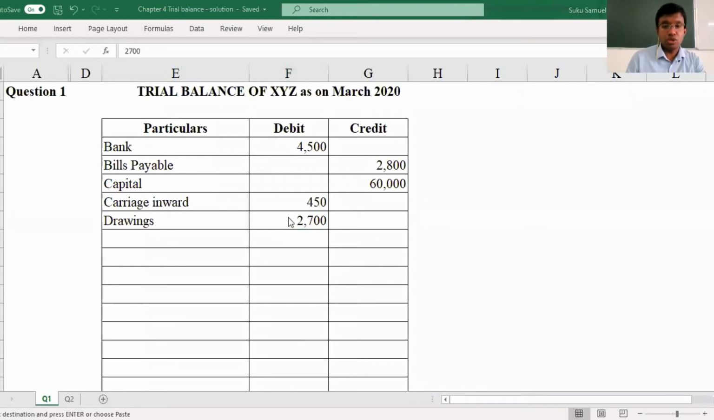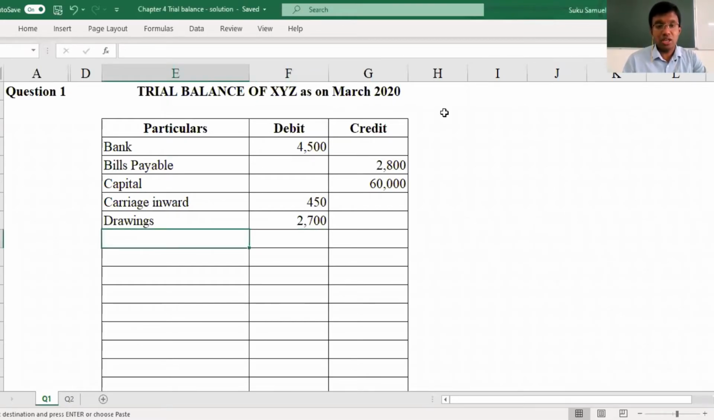But in the meanwhile, I just want you to remember, drawings is an asset. Now, why is it an asset? It is an asset because the proprietor is taking money from the business, and then the money has to be paid back.